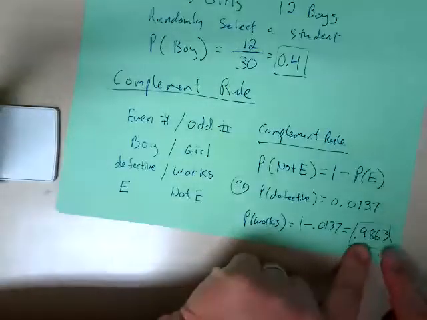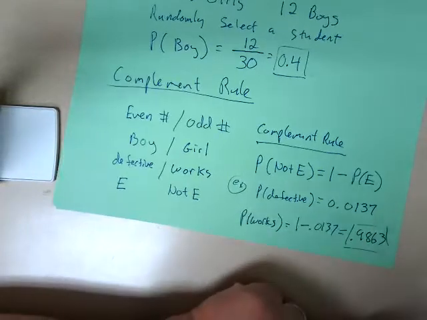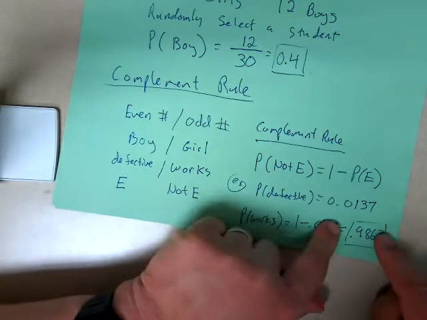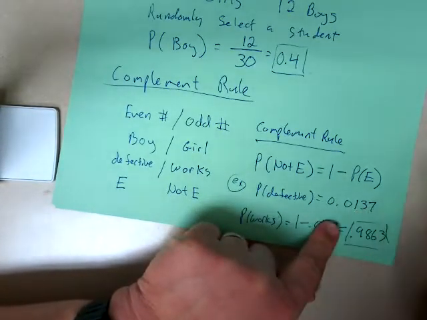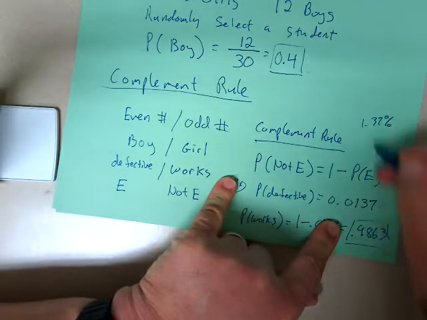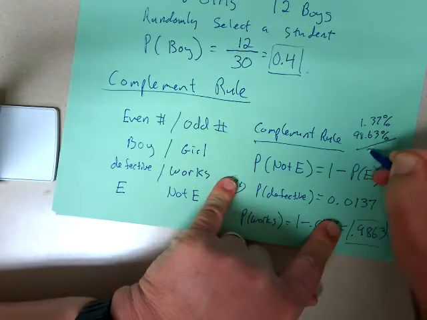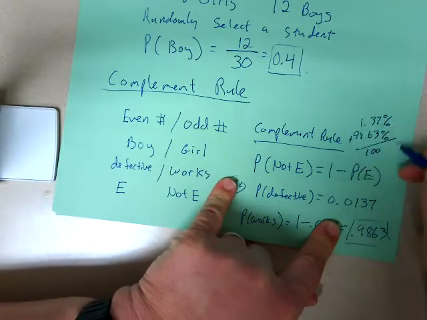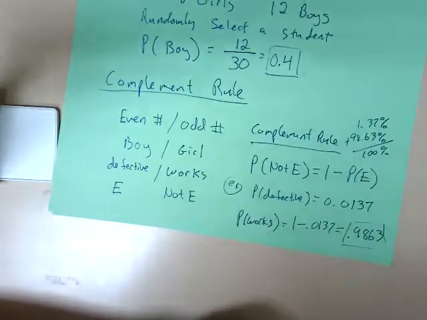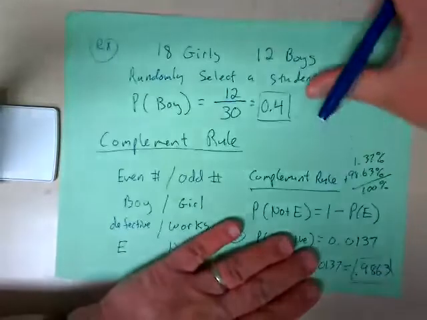So very good chance it's going to work. Small chance that it's not going to work. Very good chance that it is going to work. And these two actually add together to be 1. Okay? Or if I thought of them in terms of percent, this would be 1.37%. Right? And this one would be 98.63%. And if you added those together, you'd get 100%. Okay? So that's the complement rule. That's one of the important basic rules of probability.